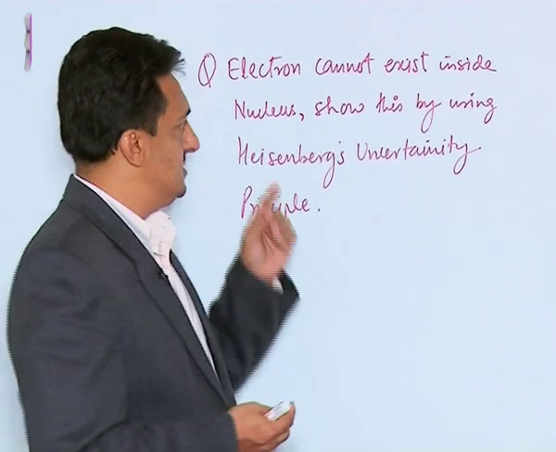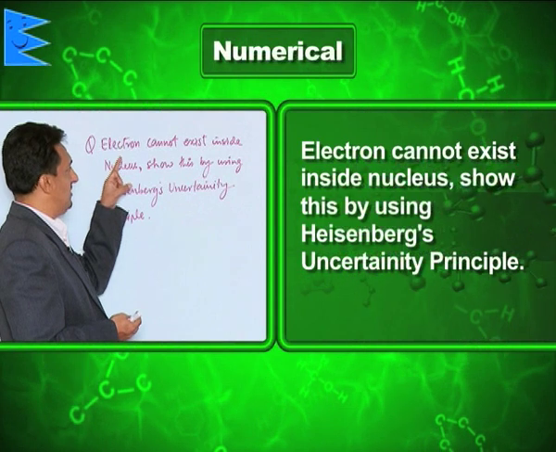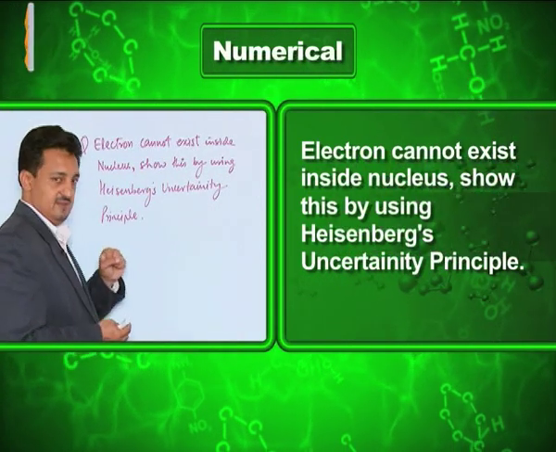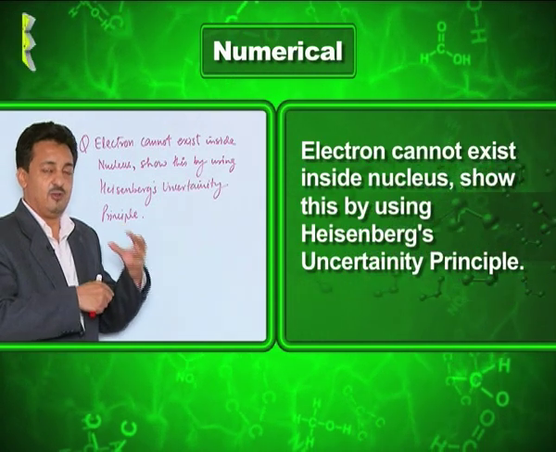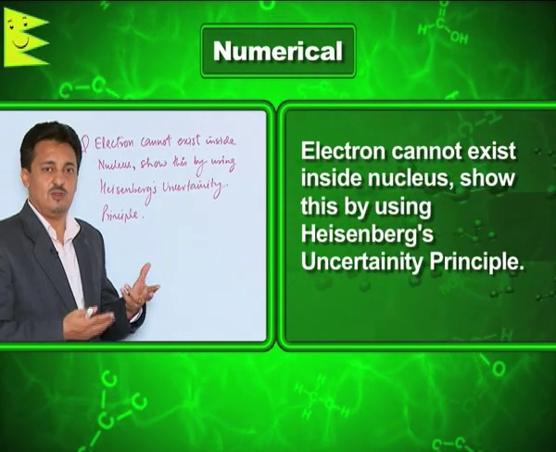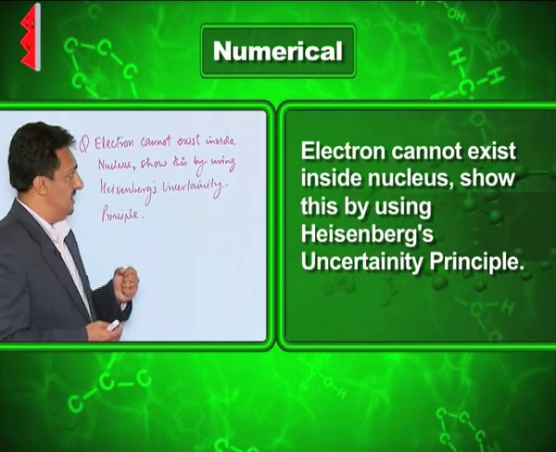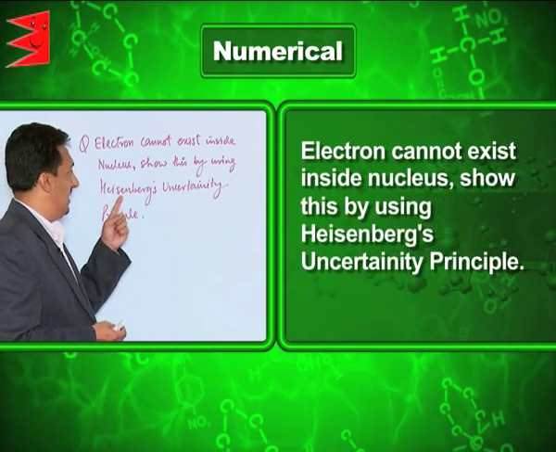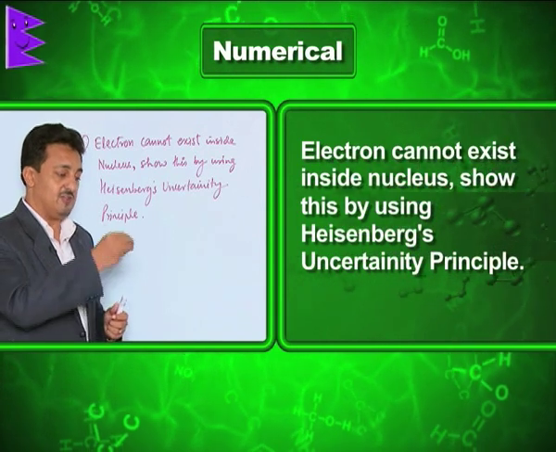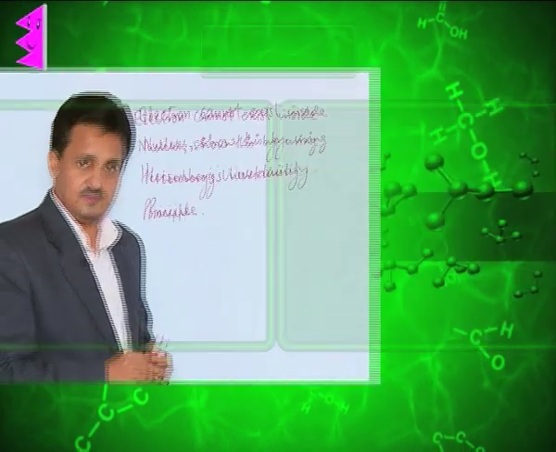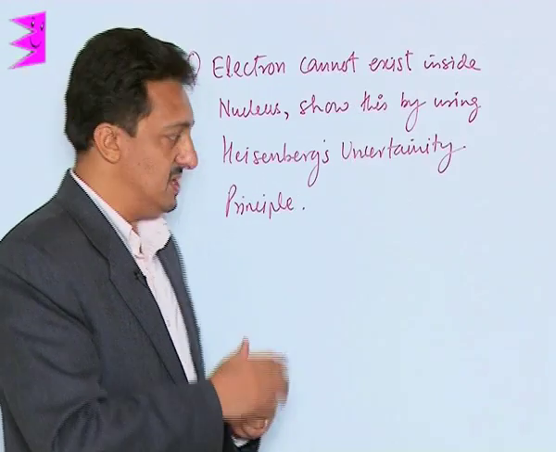The question is: electron cannot exist inside nucleus. We all know electrons are present outside the nucleus, and as per Bohr's model, they are moving in circular paths which are called orbits or shells. Show this by using Heisenberg's uncertainty principle. Can we show that the electrons cannot exist inside nucleus? Yes, we can show. Let us see how.